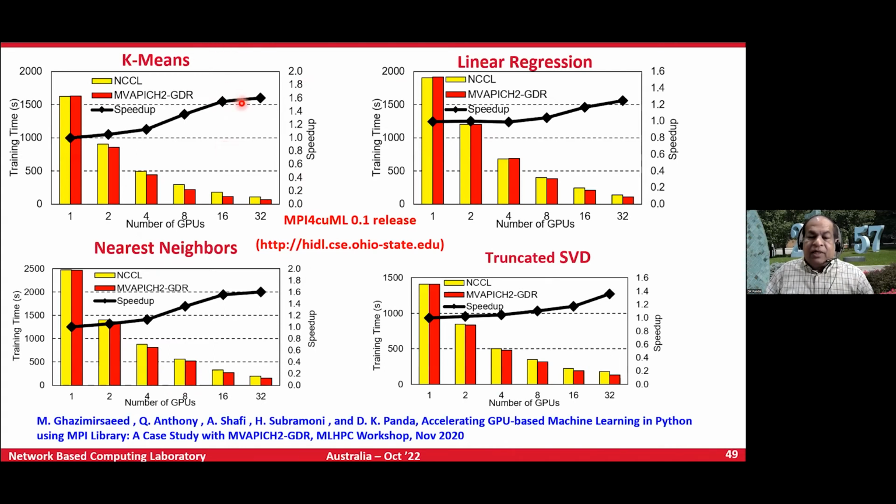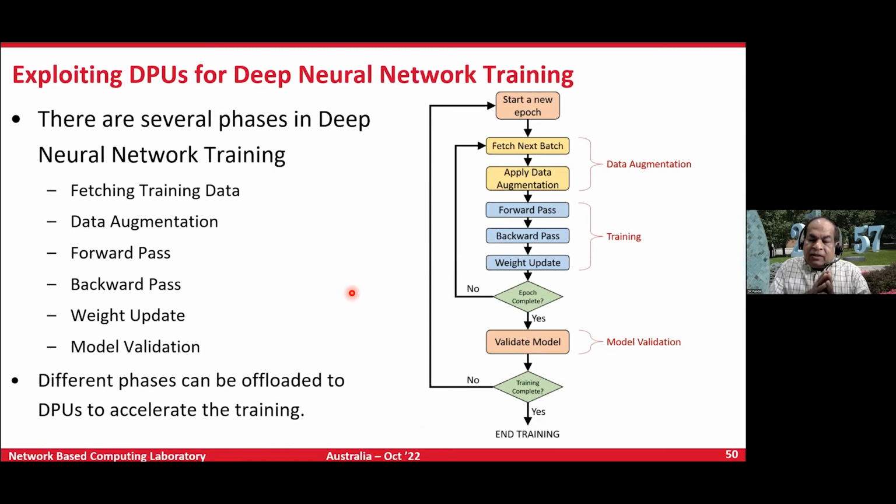And if you take a look at some of the common machine learning applications like k-means, linear regression, nearest neighbors, we are able to compare to the NCCL library approach. The MVAPICH2-GDR library approach is giving you almost 1.6x improvement in the execution time. So that is what we have done with the GPU.